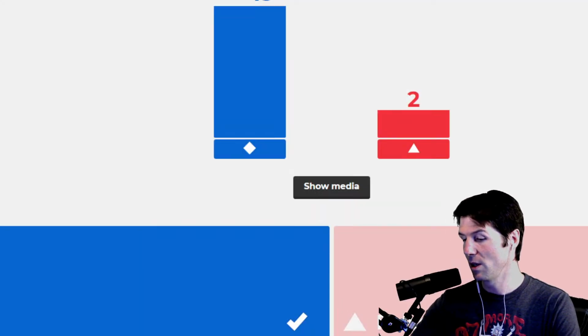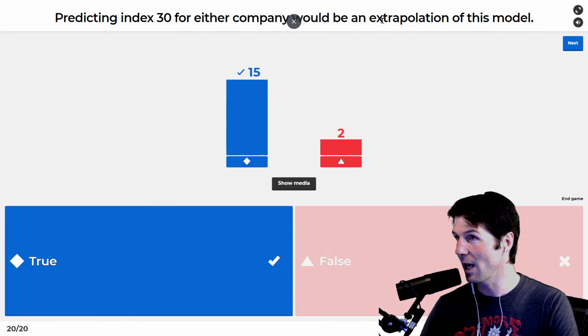So an extrapolation is when you're outside the bounds of the x variable. You're predicting on x's your model doesn't really know.